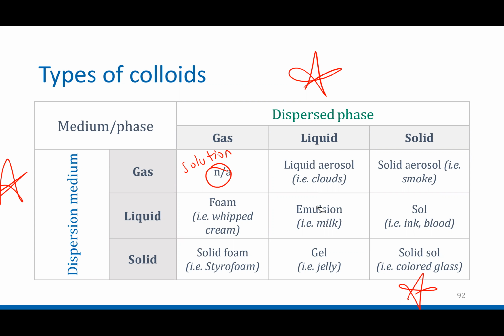You guys saw smoke in lab number 4. Even a cigarette or candle smoke would be the same. But in lab number 4, you burned hydrocarbons and you saw black smoke. That was solid carbon particles dispersed in air.